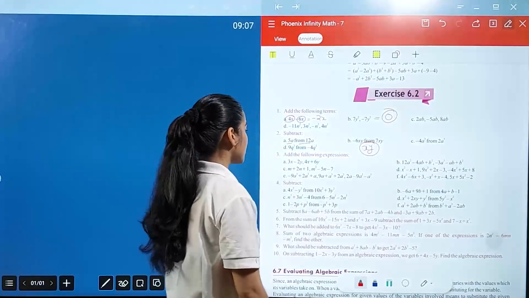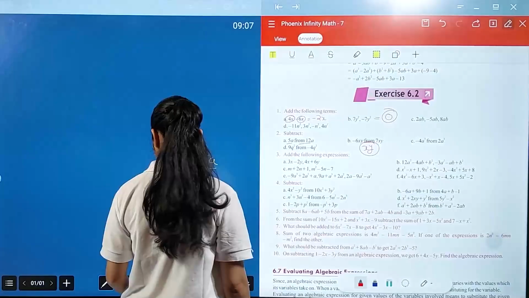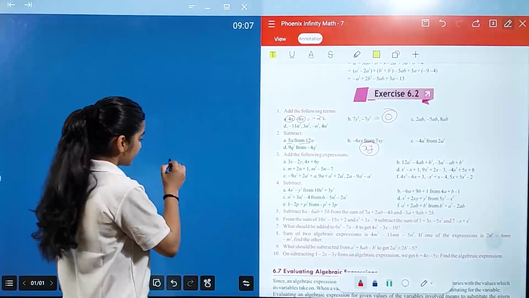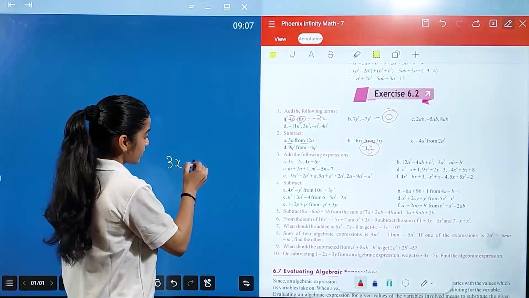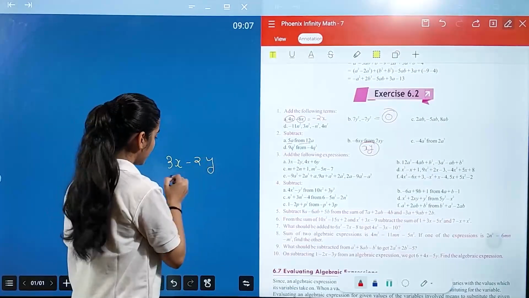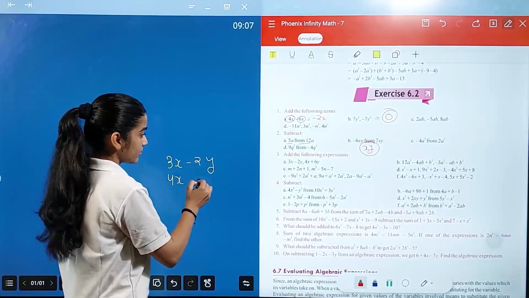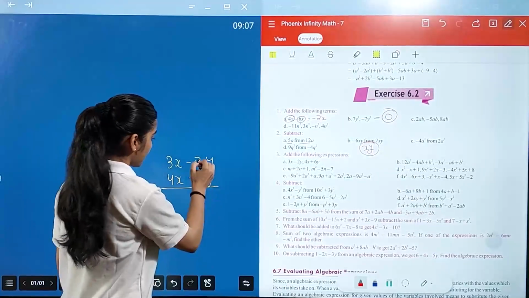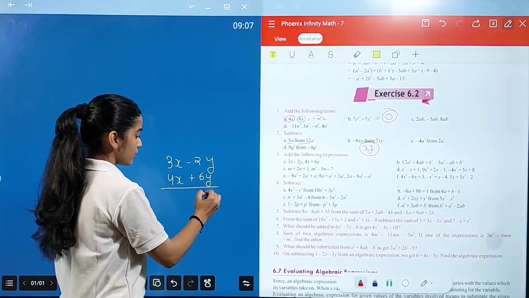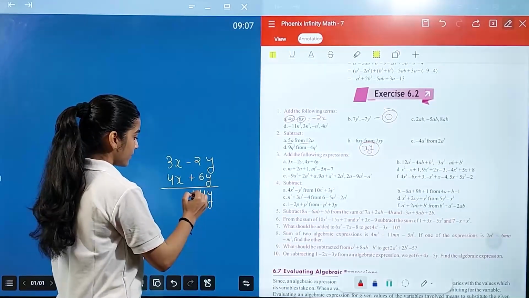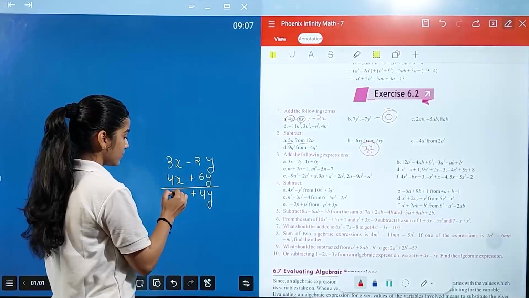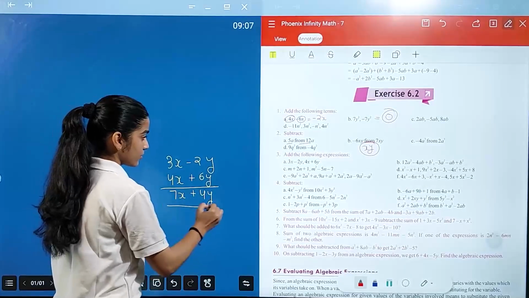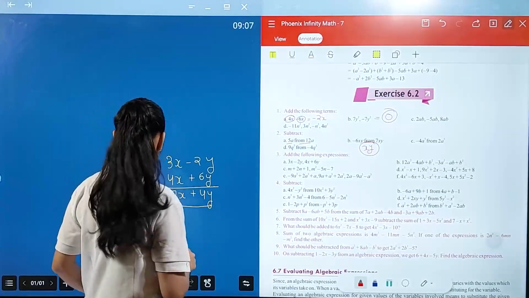Okay. Now we have question number 3. Add the following expressions. 3x minus 2y, 4x plus 6y. Minus plus minus, so we are left with 4y. 3x plus 4x is 7x.